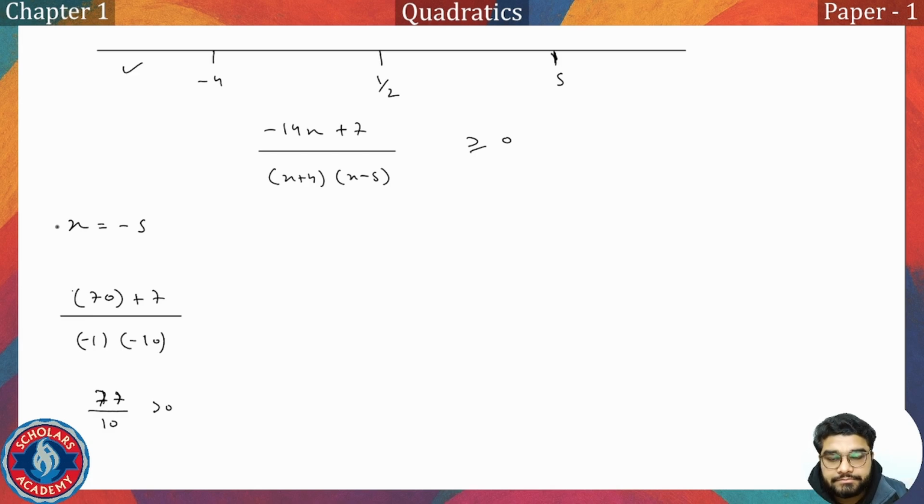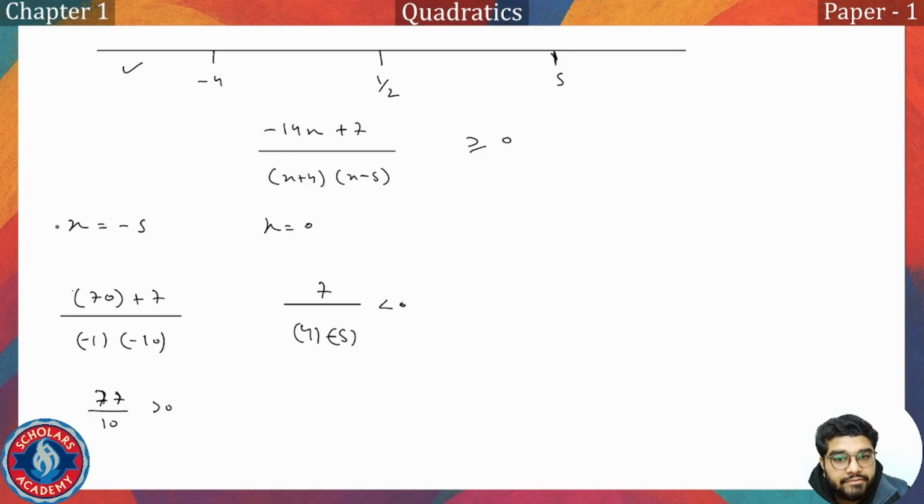Second interval. So we will take 0 for this. We substitute 0, and we get 7 divided by 4 times negative 5. We have a negative over here. So this negative makes the complete value negative, and this is less than 0. We will not take this interval.